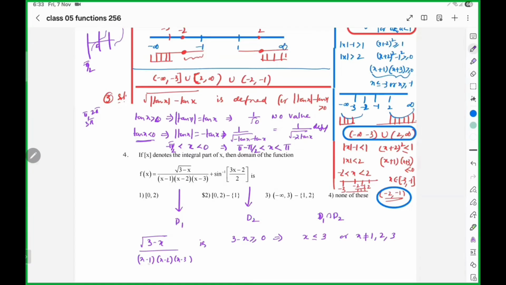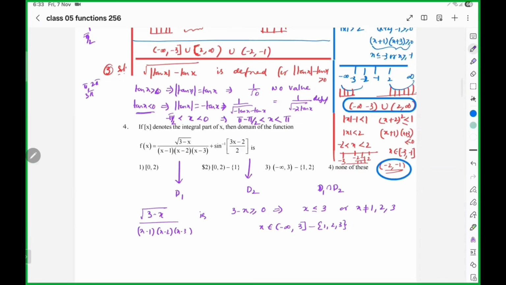So if x is 1, the denominator is becoming 0. Here x is less than 3, and anyhow 1 and 2 won't be excluded by that, so it is minus infinity to 3 except these values. So this will be the domain of the function. This is our domain.